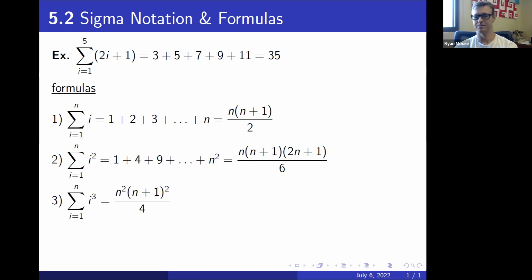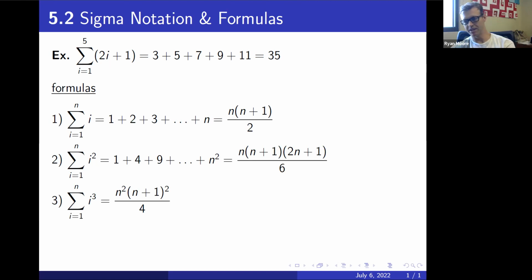Next, and the last power of i, we'll need i cubed. So we're adding up all of the cubes. And I'll just go ahead and tell you the formula right away. There it is: n squared times n plus 1 squared all over 4.